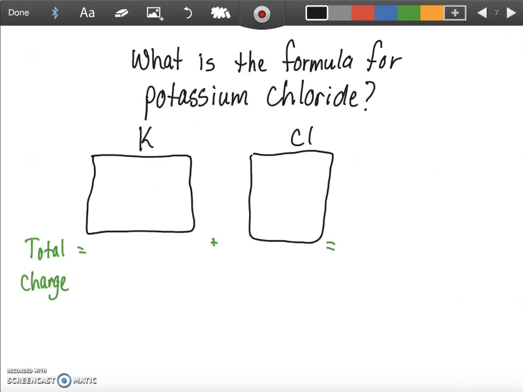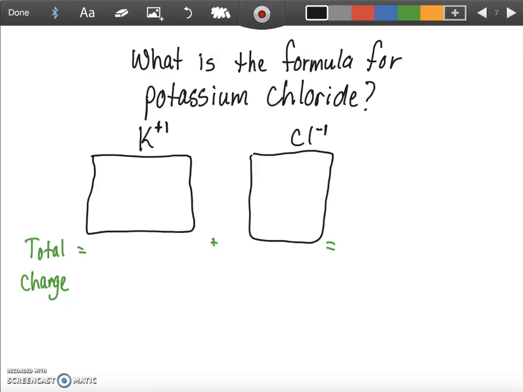Let's take a look at the first example here. What is the formula for potassium chloride? Well, how do we figure this out? Let's first go ahead and determine what the charges will be for each one of these elements. Potassium is in group 1, so it will form a 1 plus charge, or a +1 charge. Chlorine is in group 7, so it'll form a -1 charge.